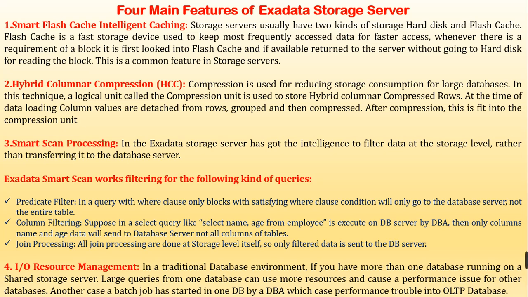Another case: a batch job has been started on one database by a DBA, which causes performance trouble for the OLTP database. Okay, these are all the four main features of the Exadata storage server: Smart Flash Cache, hybrid columnar compression, smart scan processing, and I/O resource management.